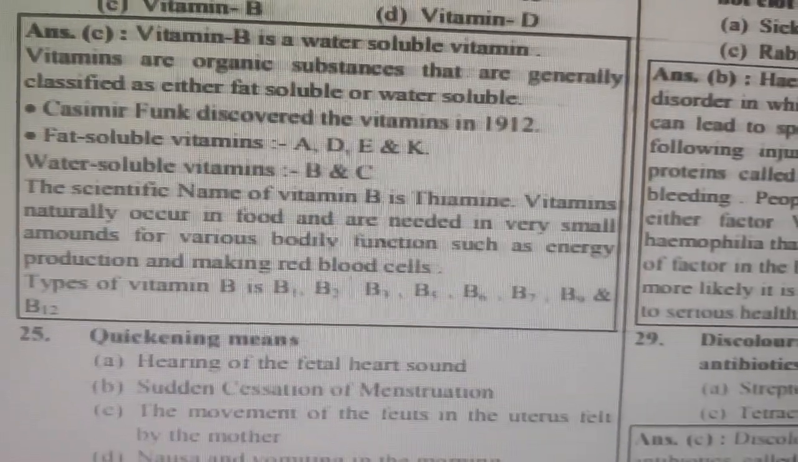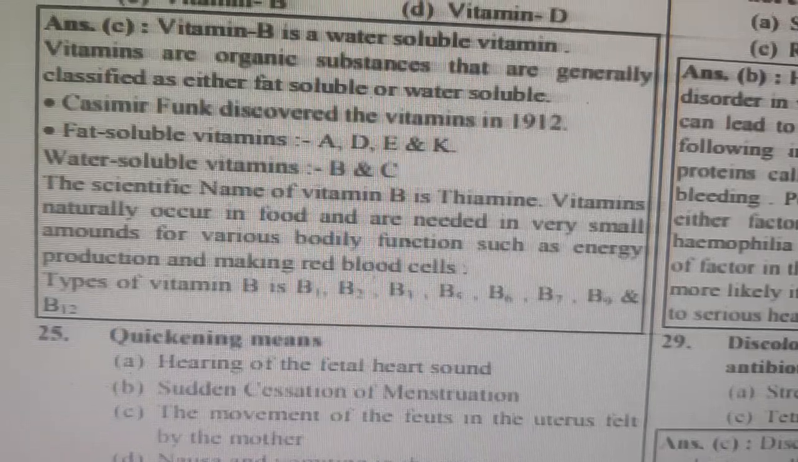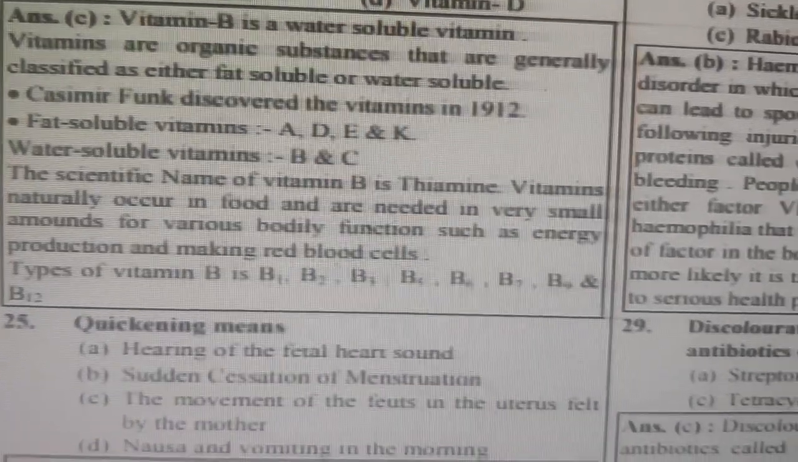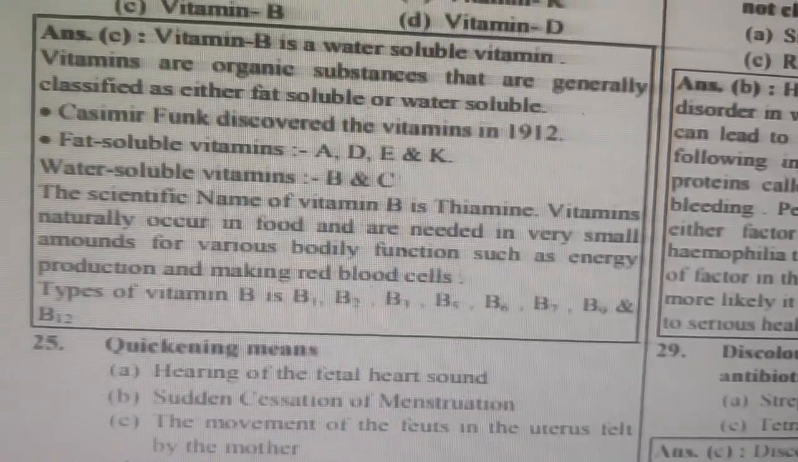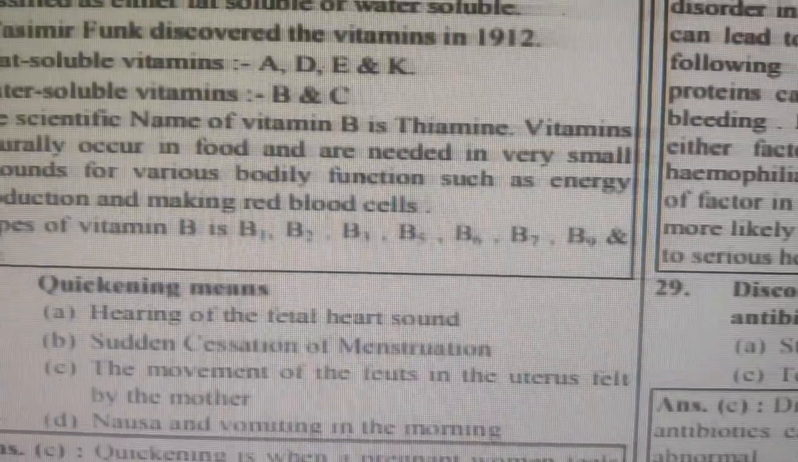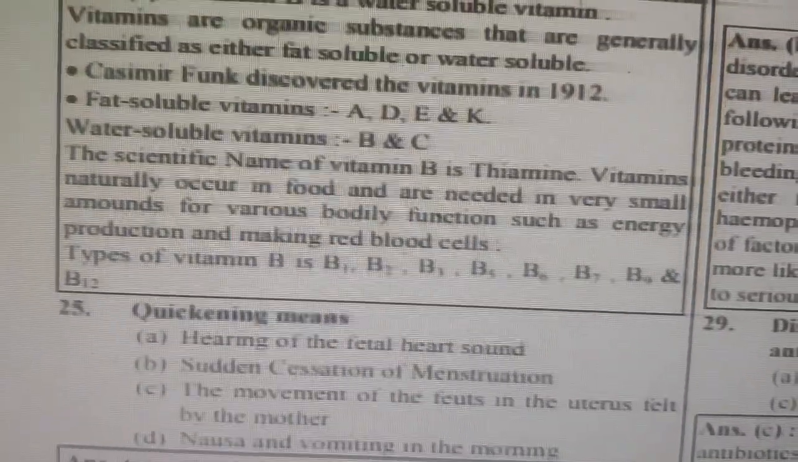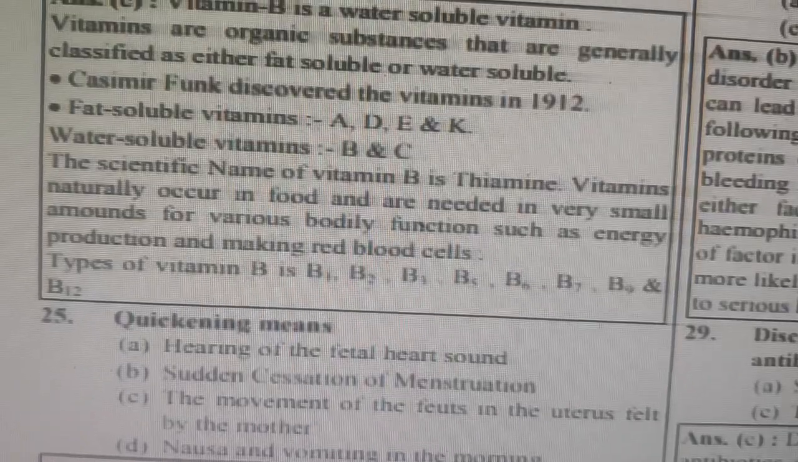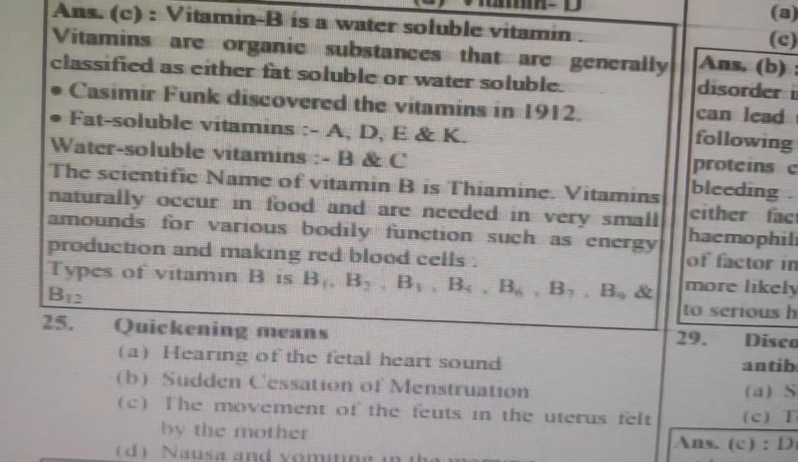The B vitamins, such as thiamine, occur naturally in food and are needed in very small amounts for various body functions, including energy production and making red blood cells.